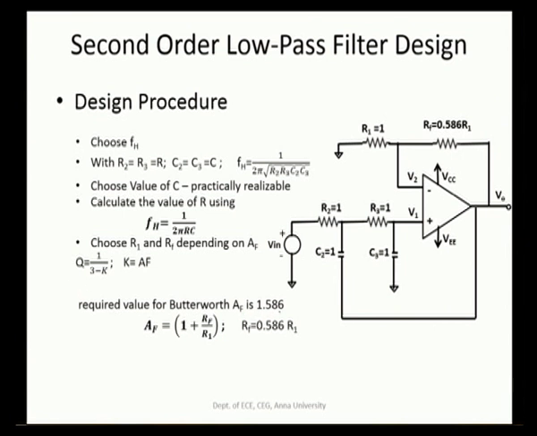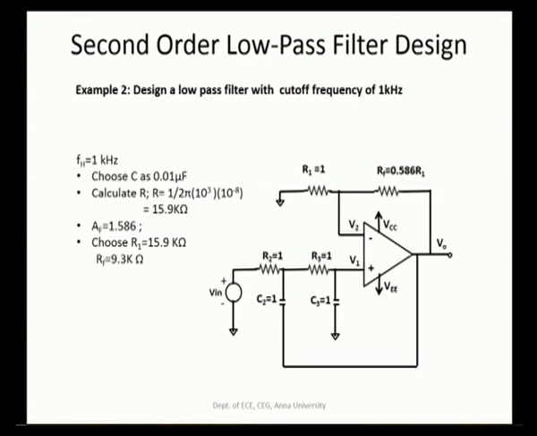will be equal to 1.586. With this, 1 plus RF by R1, RF we have is 0.586 into R1. So, this is substituted here. With R1 chosen as 1, it is being normalized. With the value of R that you get from the cutoff frequency, the same value used in R1, and RF must be taken as 0.586 times R1. So, this is the numerical value which is calculated for a specific example.